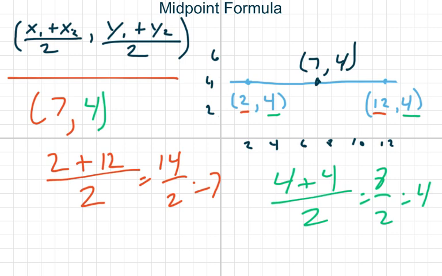Using the midpoint formula, we can work on lines with any slope. I just used a slope of 0 to help you. We could count if we wanted to. Between 2 and 12 is 10. So we would go in 1, 2, 3, 4, 5, which is the center of 10, and there's 5 on each side.